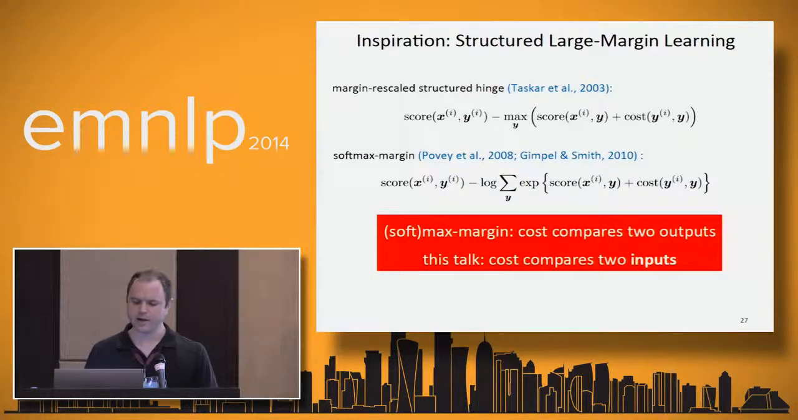The main difference, though, is that for the supervised large margin setting, the cost function looks at two outputs, two part of speech tag sequences, y_i and y. Whereas for our talk, since we don't have outputs and we're doing unsupervised learning, the cost function looks at two inputs.